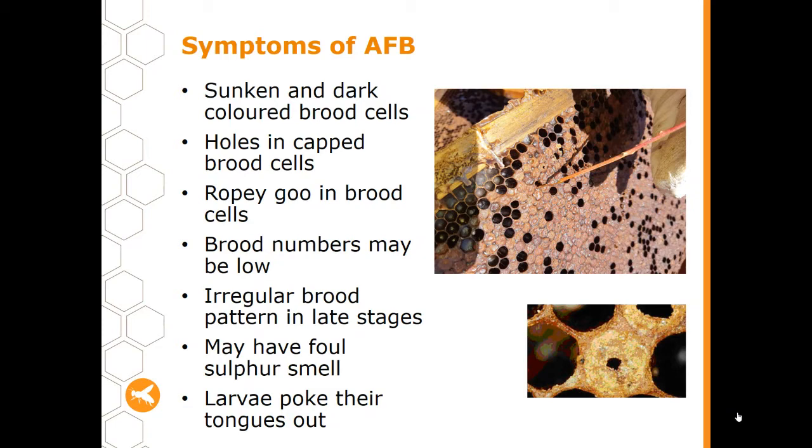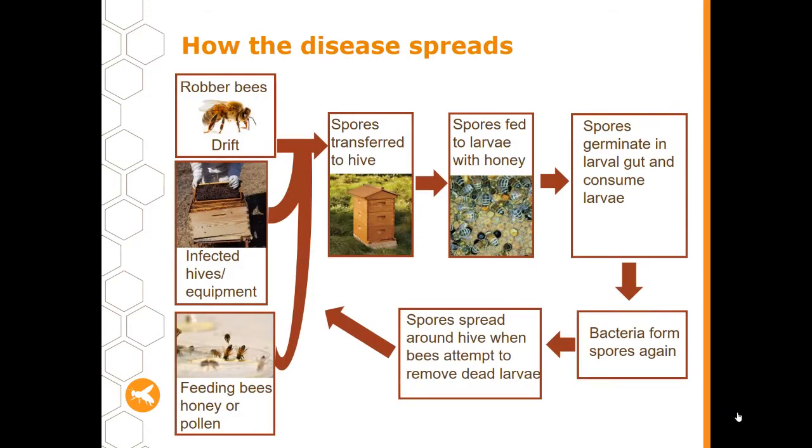Now, the disease spreads pretty easily. It spreads through robber bees that we talked about in our last talk, and these are bees that are going from one hive to another to steal honey or pollen from them, and when they do that, they either take disease with them or they might just bring disease back with them. And drift as well, so those bees that are going accidentally back to the wrong hives, and again, can take disease with them or bring disease back with them. It can also be spread through infected hives or infected equipment. So anything that has wax, honey or pollen on it may spread AFB. And it can also be spread through feeding bees honey or pollen. So if your bees are fed honey or pollen that's infected, you can have a spread of the disease.